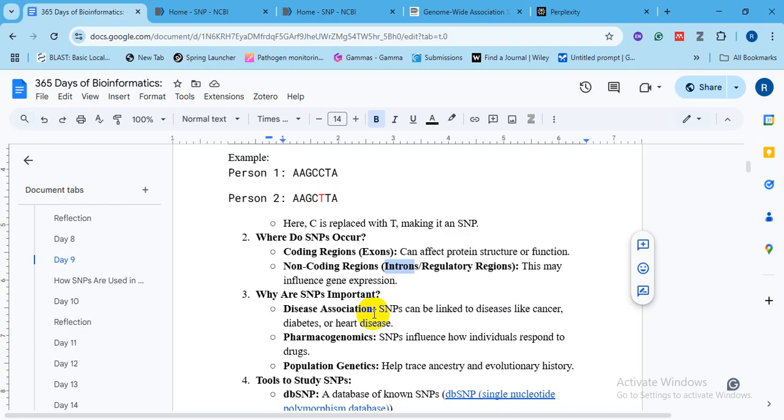SNPs are also associated with other diseases like diabetes, heart disease, and many other diseases. Number two, pharmacogenomics. What is pharmacogenomics? It is the presence of SNPs that affect how an individual responds to a drug. The idea is that many persons have this drug for treatment of these conditions, but not all persons have the same response.